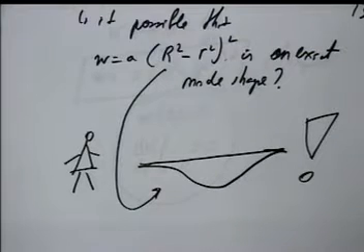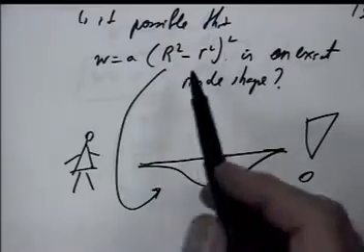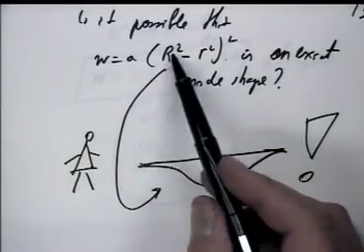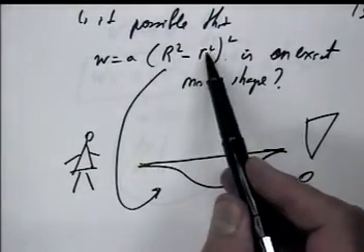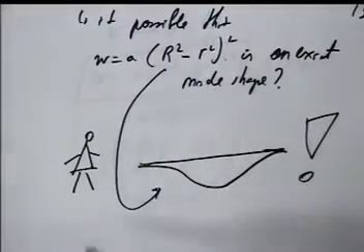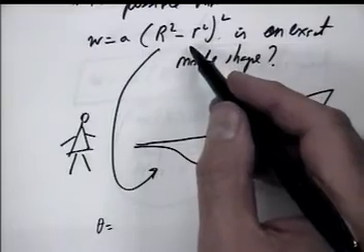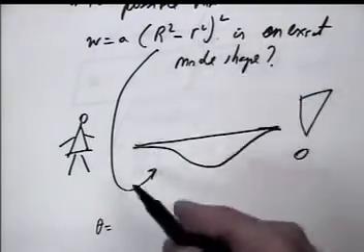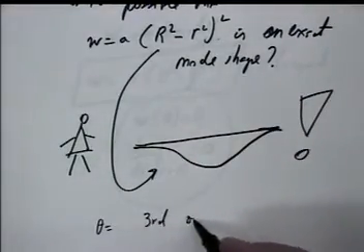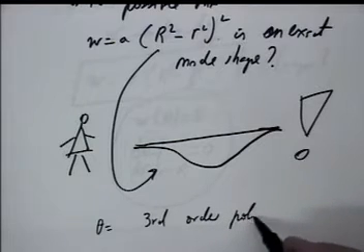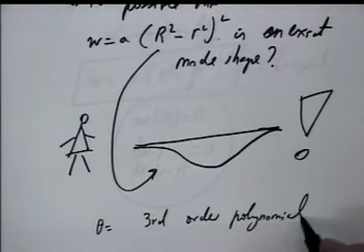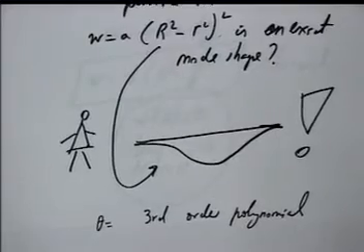That is what is actually happening. Okay, we can check if that is possible or not. Now, because W equals A times (R squared minus small r squared) squared, theta, of course, is a derivative of this. And this is a fourth order polynomial, so theta is a third order polynomial.